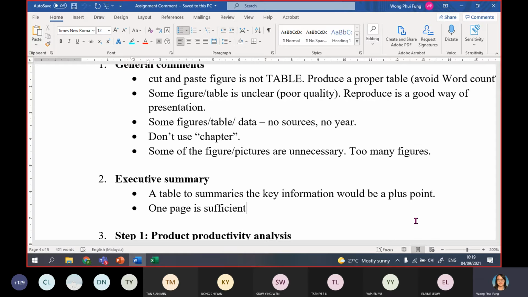And remember, 1 page is sufficient. 1.5 pages, I would say, if you have the table, will be sufficient. Don't write too long. Don't go more than 2 pages.